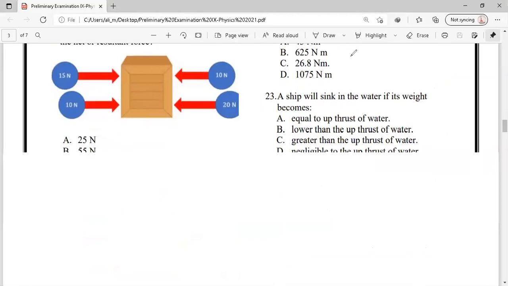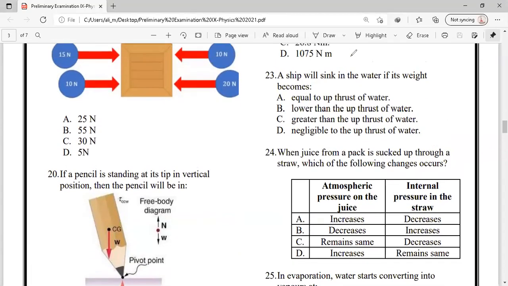Then we have question number 23. A ship sinks in water if the weight becomes greater than the upthrust force acting on it. Let's say this is the surface of the water. This is a ship that is floating. There is an upthrust force acting in the upward direction and a weight force in the downward direction. If these two forces are equal, the ship will be able to float on the surface of water. If the weight becomes greater than the upthrust force, the ship will sink below the water.